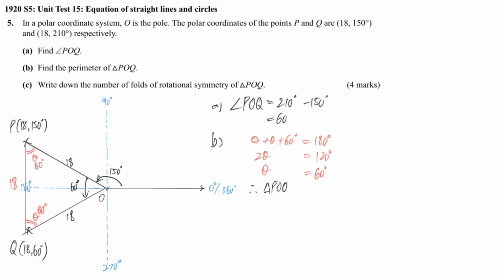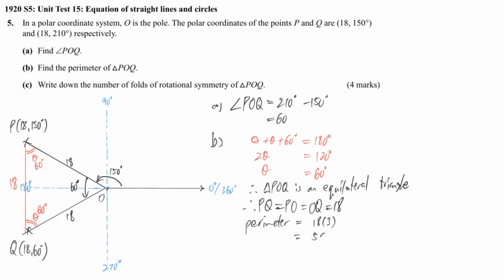Triangle POQ is an equilateral triangle. So PQ equals PO equals OQ, which is equal to 18. Then you can say the perimeter is equal to 18 times 3, which is 54 units. Their total length together is 18 times 3.